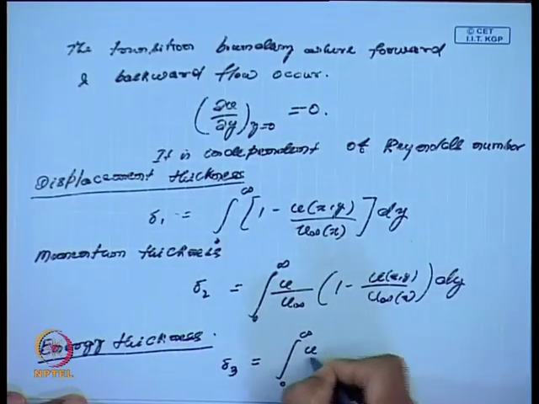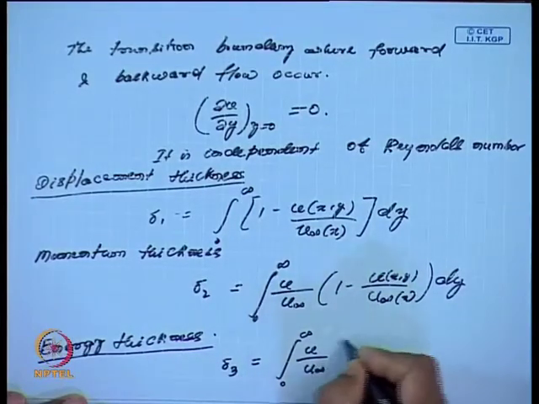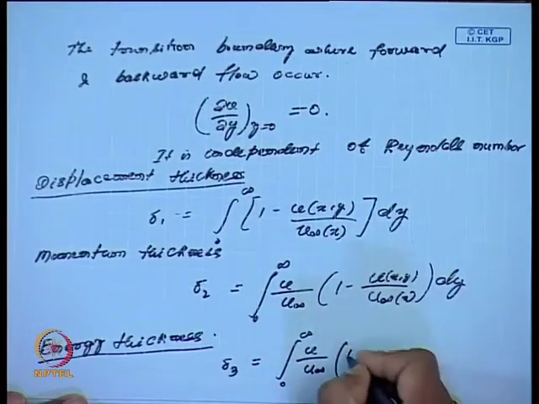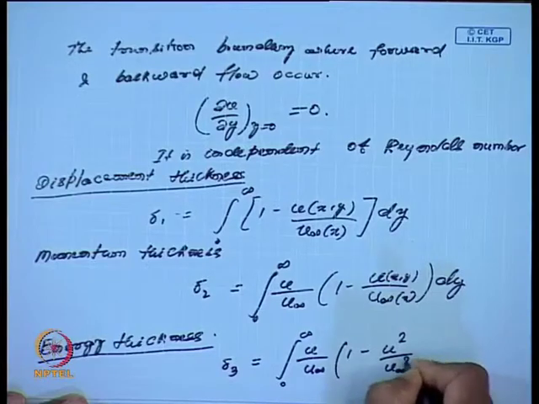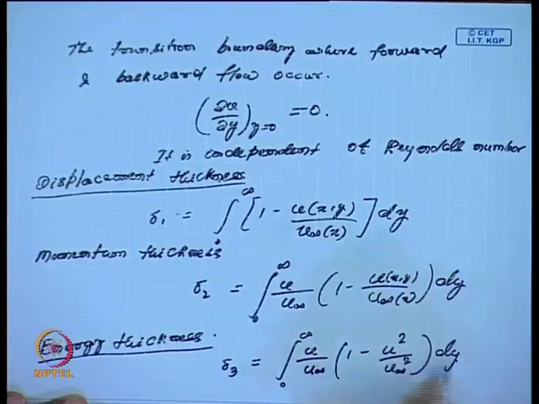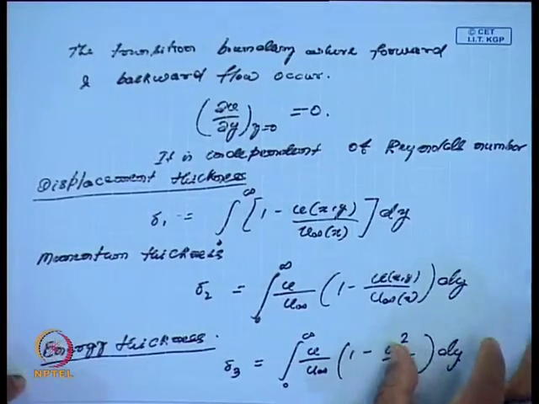This is again u by u infinity, where u is a function of x and y, times (1 minus u square by u infinity square) dy. This is called displacement thickness. So, these quantities are of importance in boundary layer flow theory, particularly when we solve by the momentum integral method; then these quantities play a significant role.